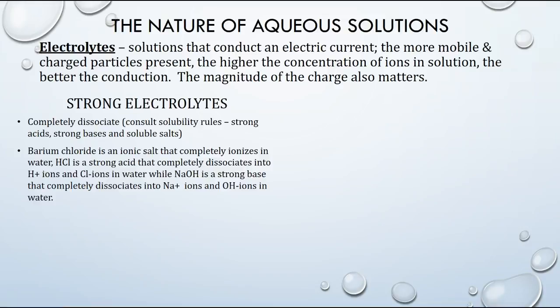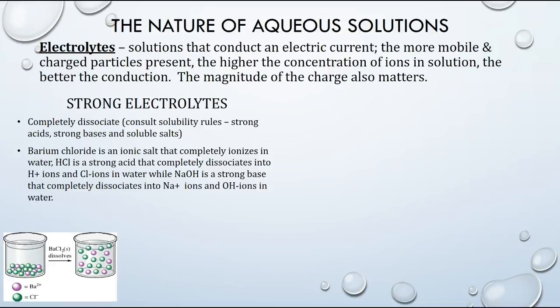We also need to understand that barium chloride is an ionic salt that completely ionizes into barium ions and chloride ions. Hydrochloric acid is a strong acid that completely dissociates into H+ ions and Cl- ions. While NaOH is a strong base that will completely dissociate. So if we see barium chloride here at the bottom, and then we see barium chloride here dissolved, notice that there are double the number of chloride ions. Why? Because barium has a 2+ charge, chloride has a 1- charge.